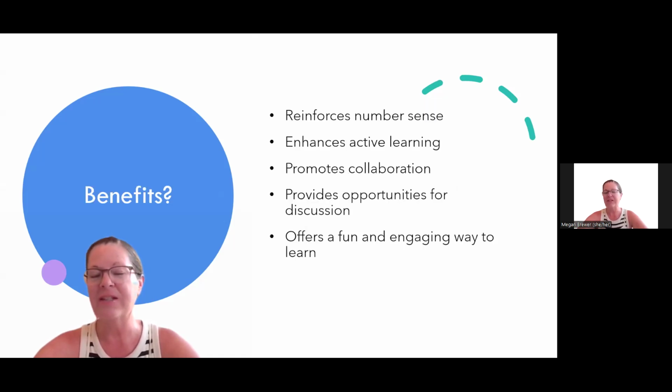What are the benefits of counting around the room? Well, it reinforces number sense, enhances active learning, promotes collaboration, provides opportunities for discussion, and offers a fun, engaging way to learn.